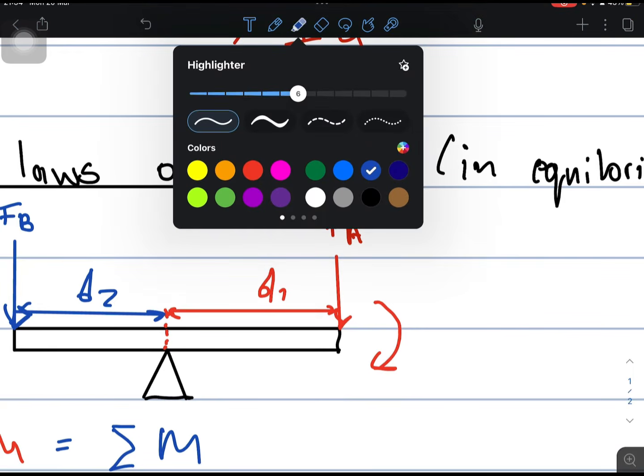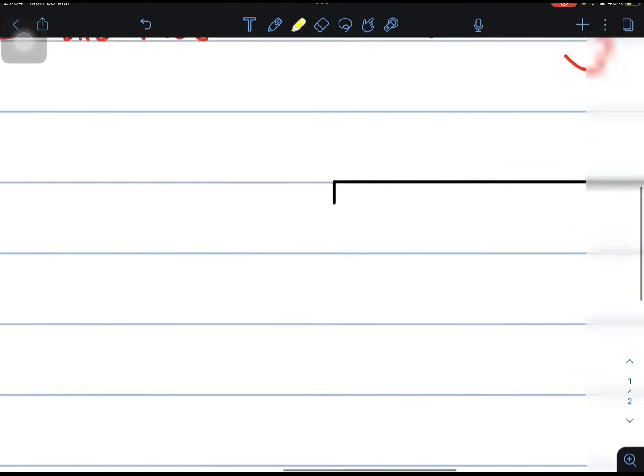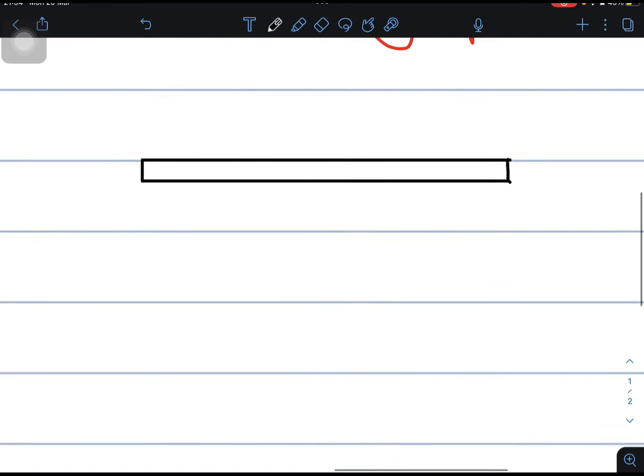For example, this one is only supported at 1 point. That was N2, N3. At N4 level, we speak of a beam that is supported at 2 points. So at N4 level, you'll have 2 supports, and they can be positioned anywhere along the beam.